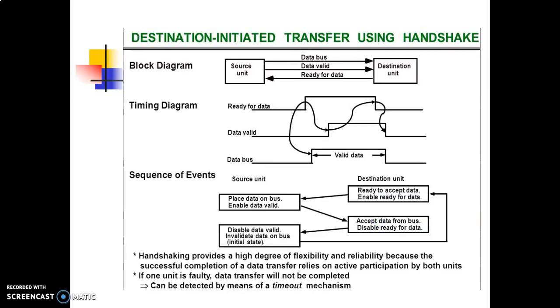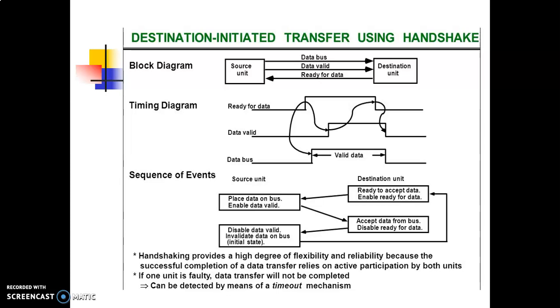This slide shows the destination initiated transfer using handshake, in which the signal generated by the destination unit, as we can see, has been changed to ready for data to reflect its new meaning. The source unit in this case does not place the data on the bus until after it receives the ready for data signal from the destination unit. The same timing diagram and sequence of events are also shown for that particular method.